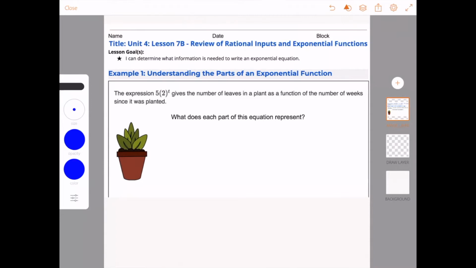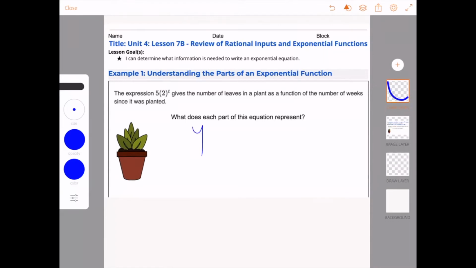So the expression 5 times 2 to the power of t gives the number of leaves in a plant as a function of the number of weeks since it was planted. And then our first question is, what does each part of this equation represent? And we know this is an exponential function, so we're going to be using our equation y equals a times b to the x, which you guys should be very familiar with by now.